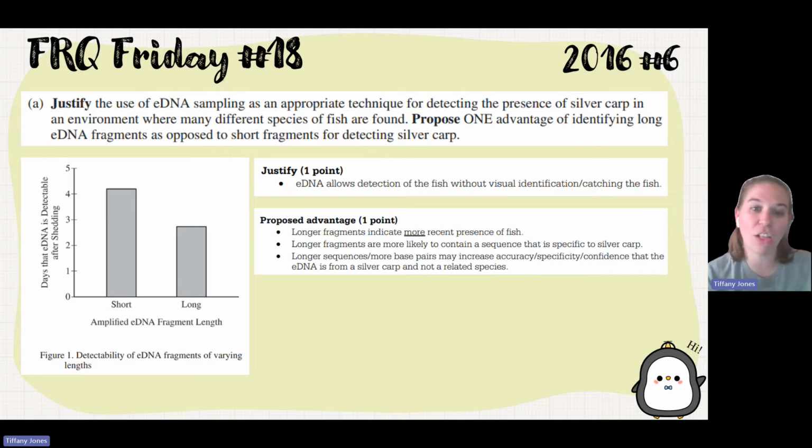Also, having a longer fragment allows you to look for sequences that are specific to that silver carp. A longer fragment allows for more of those, as well as base pairing that can increase accuracy, specificity, or confidence that it is actually silver carp and not something that's related.